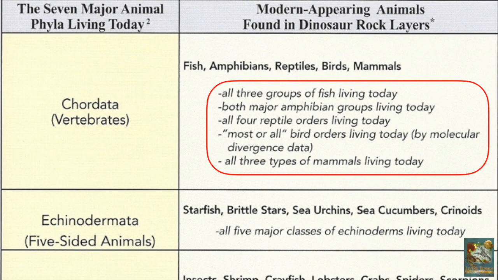He found all 3 groups of fish living today, both major amphibian groups living today, all 4 reptile groups living today, almost all bird orders living today, and all 3 types of mammals living today in the dinosaur layers of rock. He found it all.